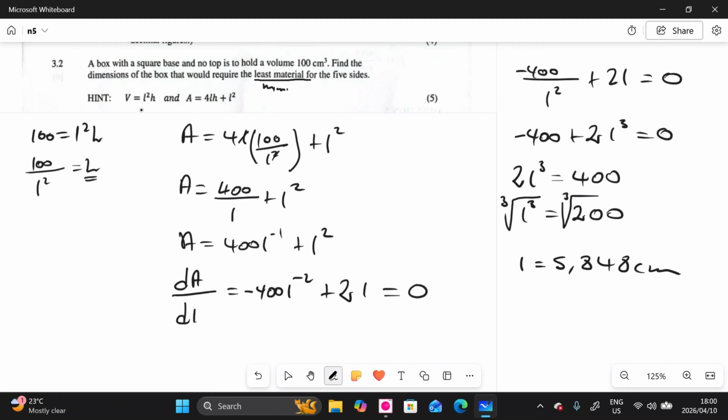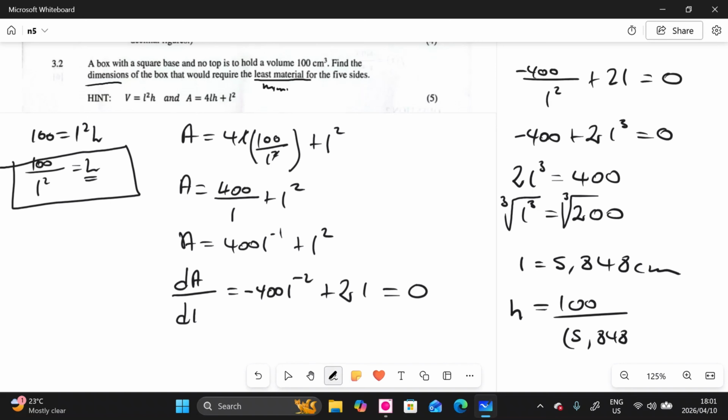Remember, they want us to find the dimensions of this box there. So if you still remember, we know that height is equal to 100 over length squared. So we can write height is equal to 100 over length squared. Instead of writing length squared, we're going to write 5,848 squared, and this is going to give us 2,924 centimeters. Guys, I hope again you managed to understand this. This was not that difficult. Once you find one variable, it's easier to find the next variable.